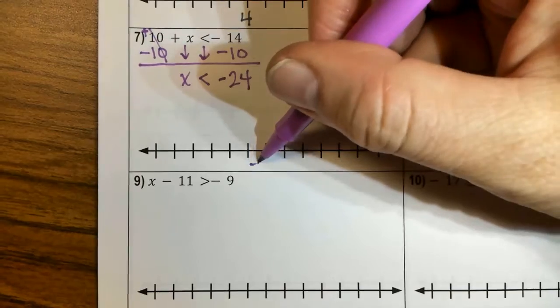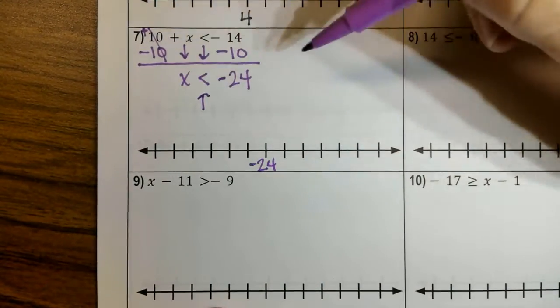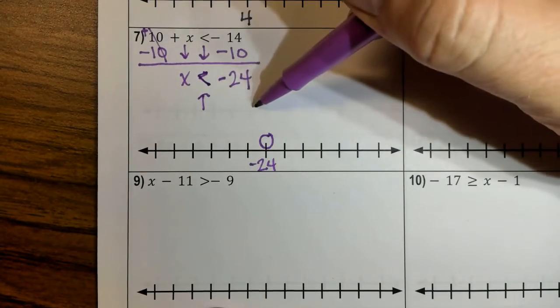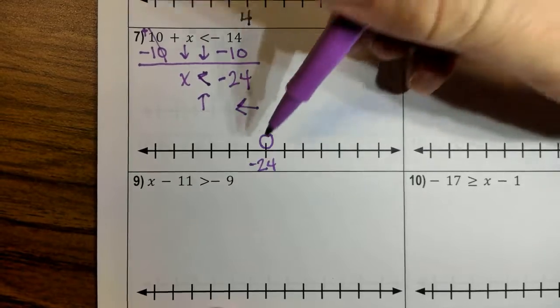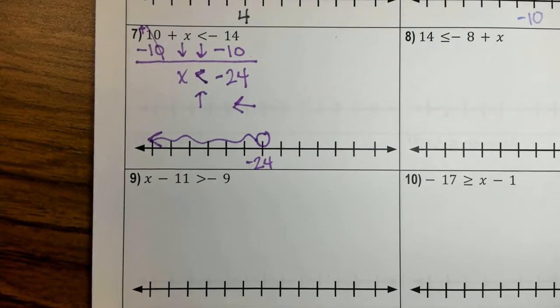Okay, now I just got to graph that, so I can put that anywhere I want. My symbol is not underlined, so it's an open circle, and less than would go left. And that's my answer.